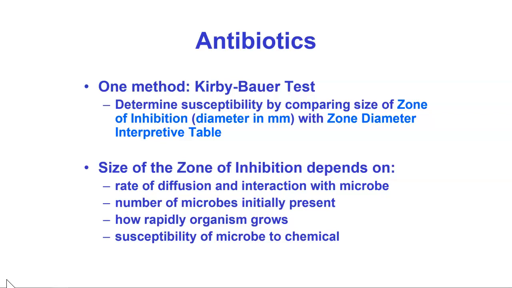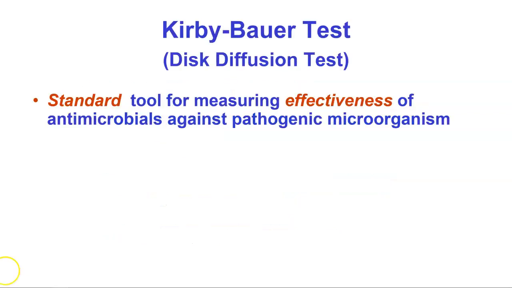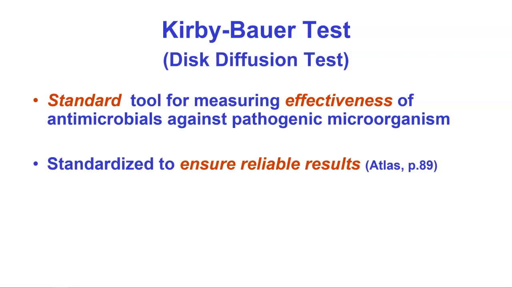If it diffuses very slowly, you would have a small diameter. So there are a lot of different things that we look at in here. When we look at the Kirby-Bauer test, it is a standardized tool. It is standardized in the amount of material you put in the culture plate. It is standardized by bacterial concentrations and things. So when we look at it, it's a standardized tool.